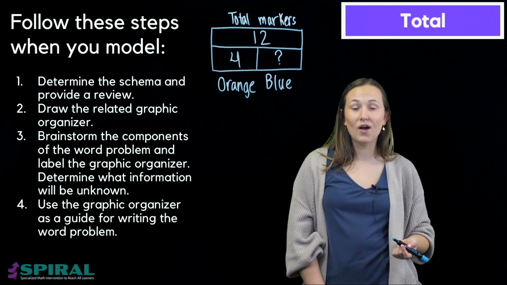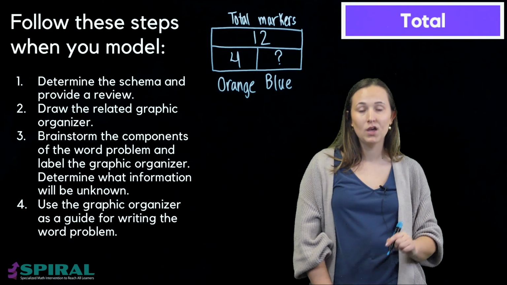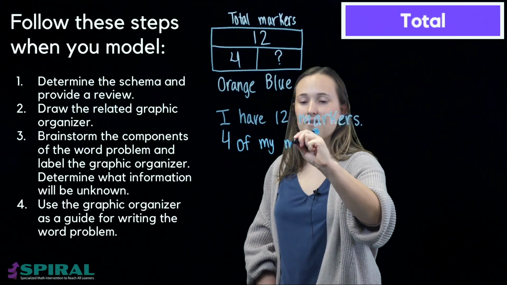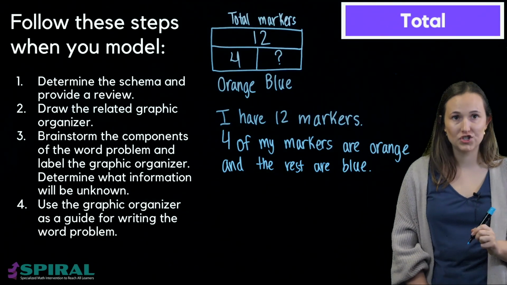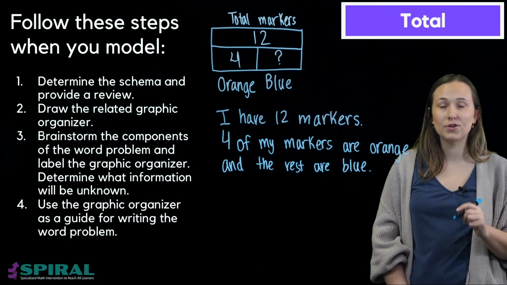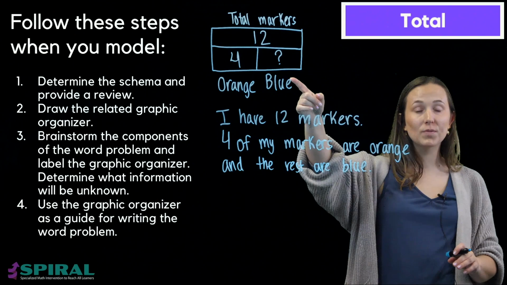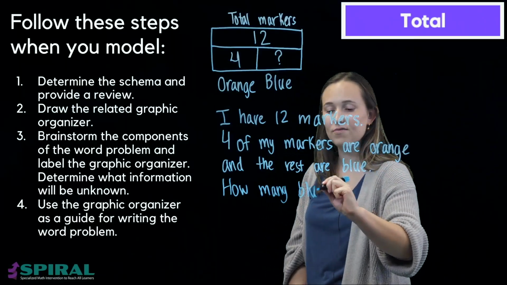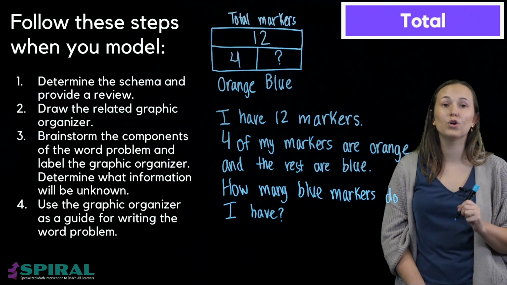So now that I've completed my graphic organizer, I'm ready to model writing a word problem that uses it as a guide. So I might start by writing about how many total markers I have, and that might look like this. And so now I'm ready to write my question sentence. And students should always know that their question sentence will match whatever information they marked with their question mark on the graphic organizer. So my question sentence will ask, and that is how you model for students how to generate their own total problem.